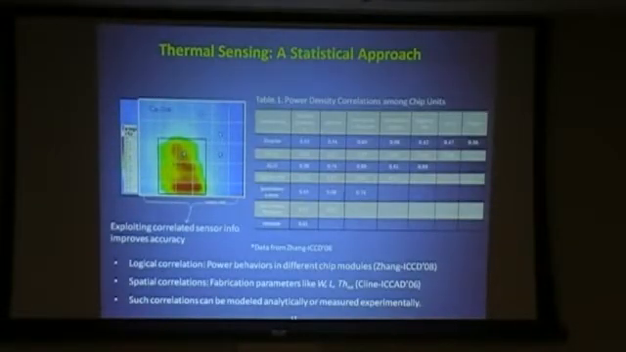Well, the basic problem is that sensors are noisy. Sensors cannot go everywhere. So they provide limited information about the current thermal state of the chip. And thirdly, we have to do dynamic estimation, right? So how do you solve this problem? Well, you solve this problem by using a statistical approach.